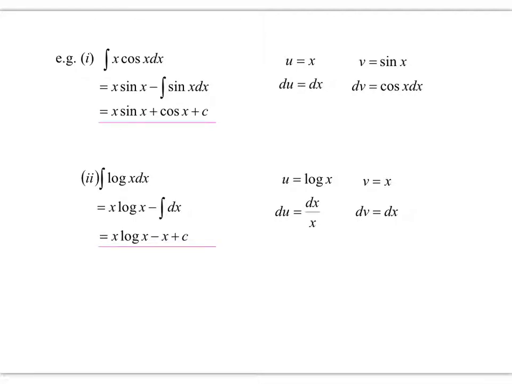And we end up getting x log x, take away x, plus the constant. Differentiate that as an exercise, and you should be able to get log x. So that's quite interesting. When we integrate the natural logarithm, ln x, or log with the base e of x, we end up getting x log x, take away x, plus a constant.